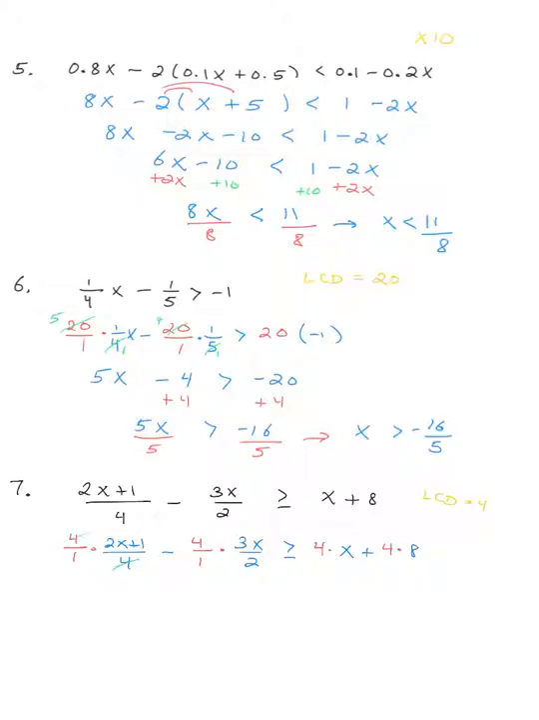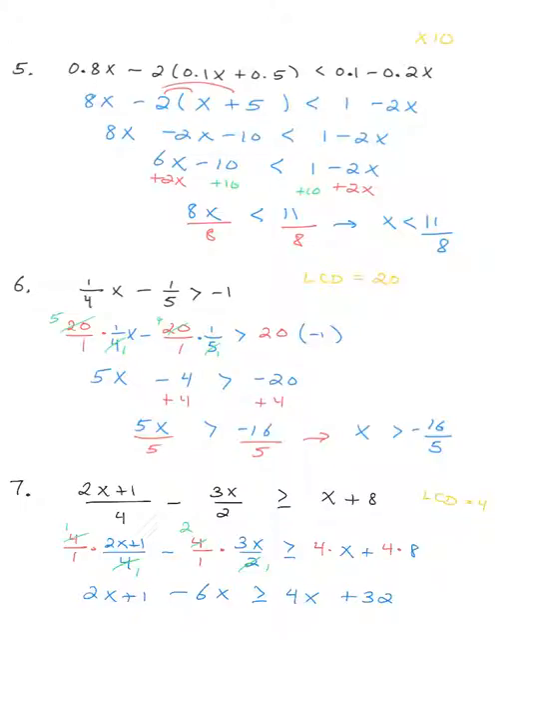On the left side, those completely cancel. This leaves me with a 2. I can now simply multiply through. This is 1 times 2x plus 1, so I'll just put 2x plus 1. Minus 2 times 3 is 6x is greater than or equal to 4x plus 32.